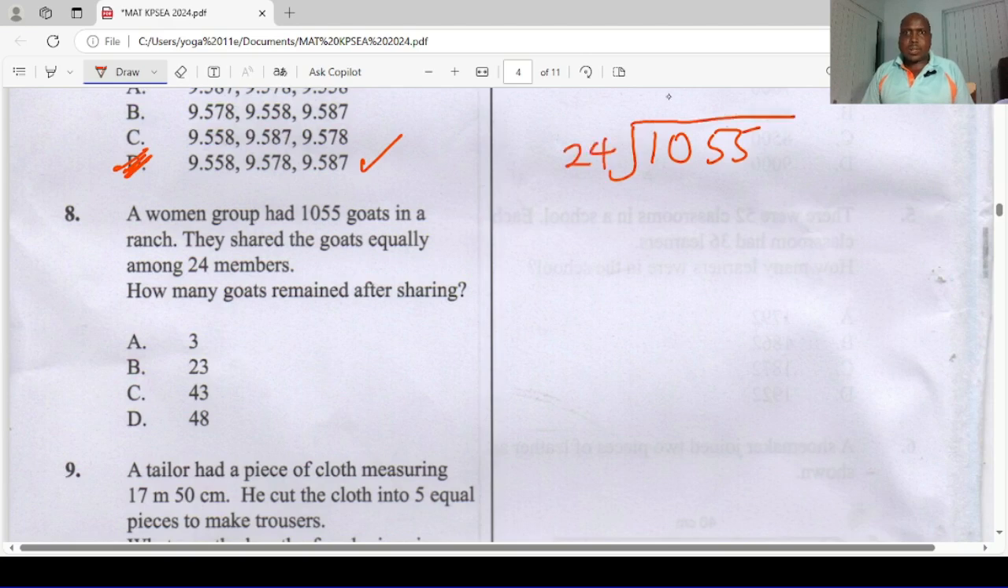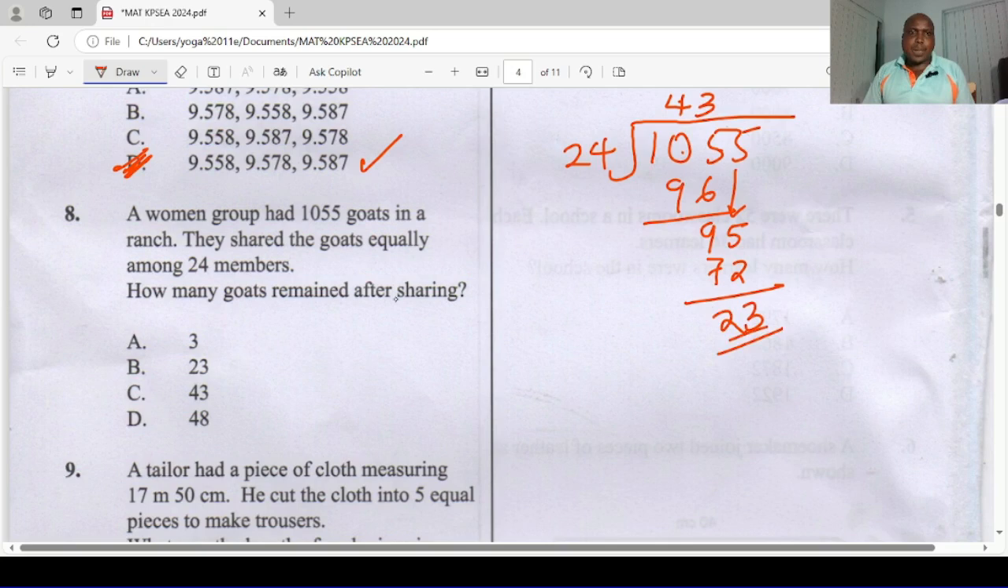So we take 4 times 4, this is 96. Now borrow 1 from here, 15. 15 minus 6, it is 9. Bring this 5, 5. So take 3 times 24, which is 72. 72 from 95, 23 remains. So the question, how many goats remained after sharing? The one that remained is 23.